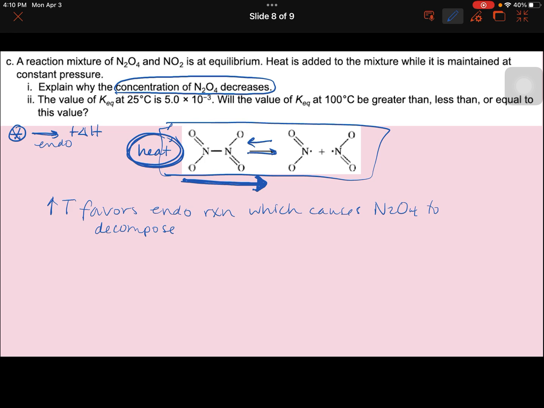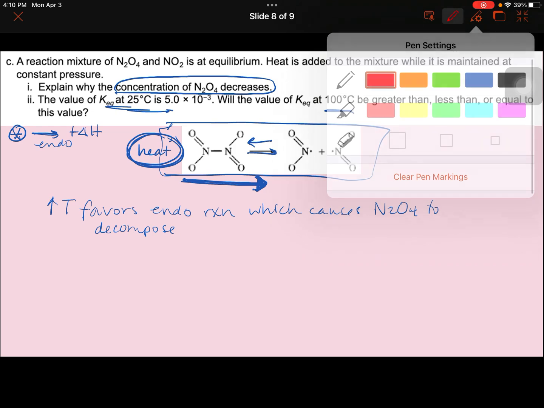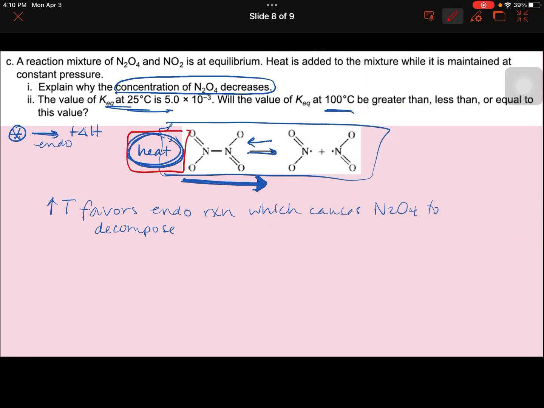The second part: the value of the equilibrium constant at 25 degrees Celsius is 5 times 10 to the negative third. Will this value at 100 degrees be greater than, less than, or equal to this value? So if we change the temperature, we know that we can change the equilibrium constant. So let's go back here.